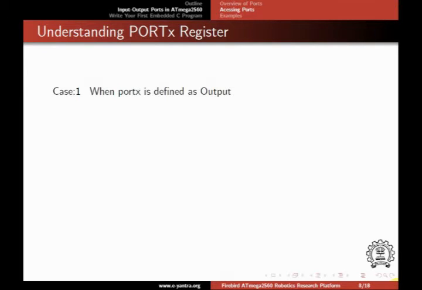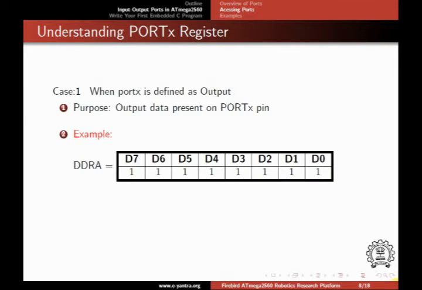First case is if the port is defined as the output. We use the PORT register to output the desired value to the output device. For example, here we defined port A as output by assigning the value DDRA = 0xFF. In this case, if we assign the value PORTA = 0xFF, it means logic high to the device connected to port A.